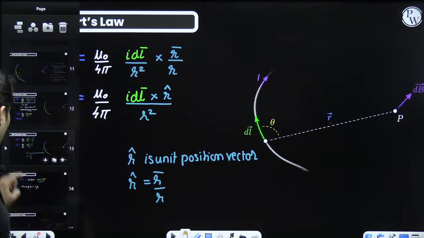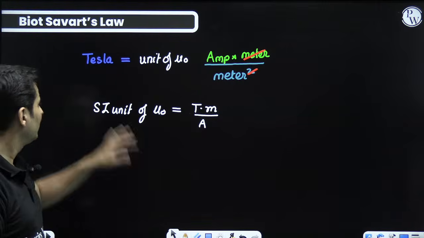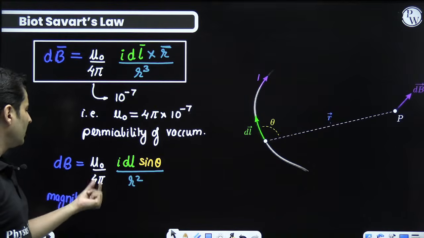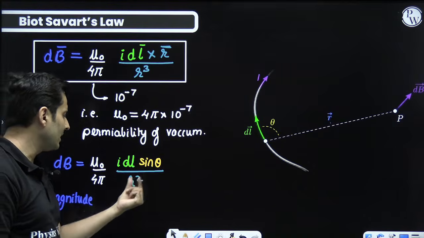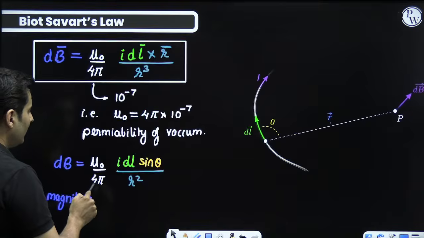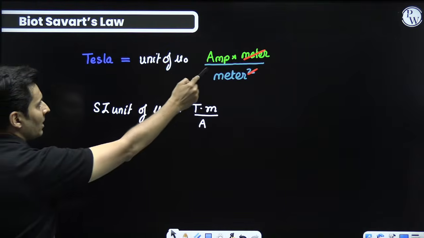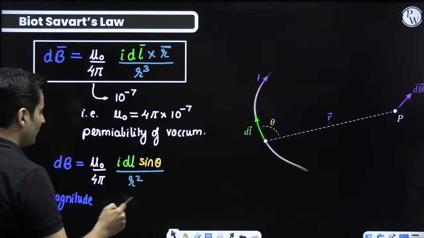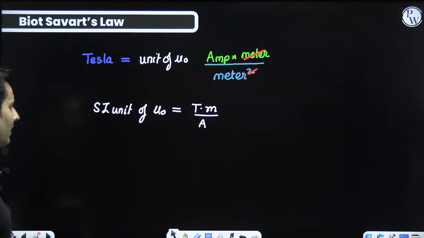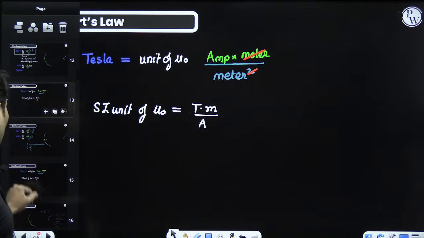Then we also figured out the unit of mu naught. Which formula have I used? This formula: dB is mu naught by 4 pi I dl sine theta by r square. dB, the magnetic field, is measured in Tesla. Mu naught, I don't know. Current is in ampere, dl is in meters, and at the bottom we have meter square. That is why I got Tesla meter per ampere. That was the unit of mu naught.